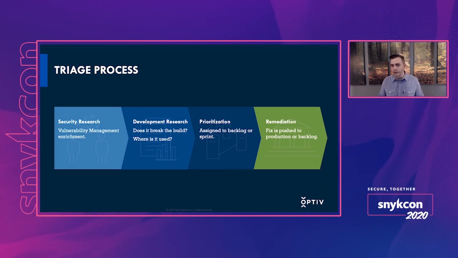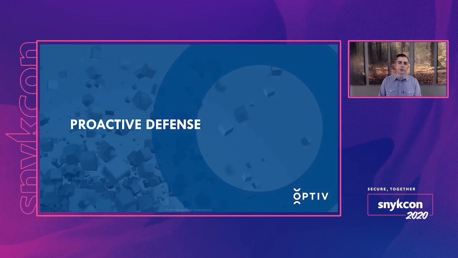And then remediation, finally, when we actually fix it, when that push is actually deployed to production, when it's pushed to the backlog in a place where it's going to get assigned in some sprint and dealt with. So now let's talk about some proactive measures you can take when dealing with SCA-related vulnerabilities.